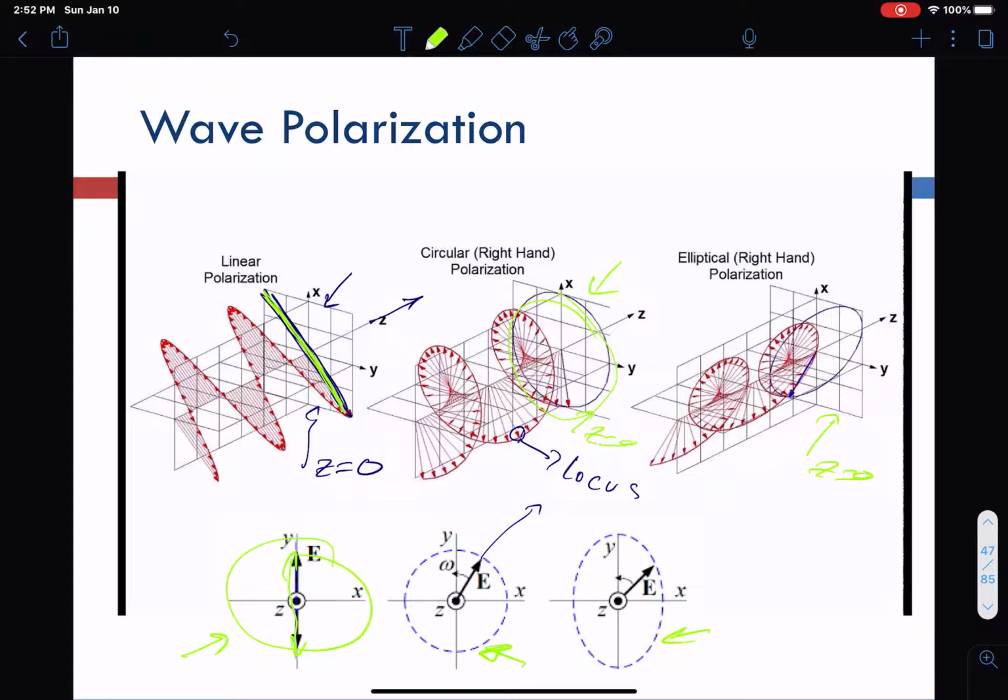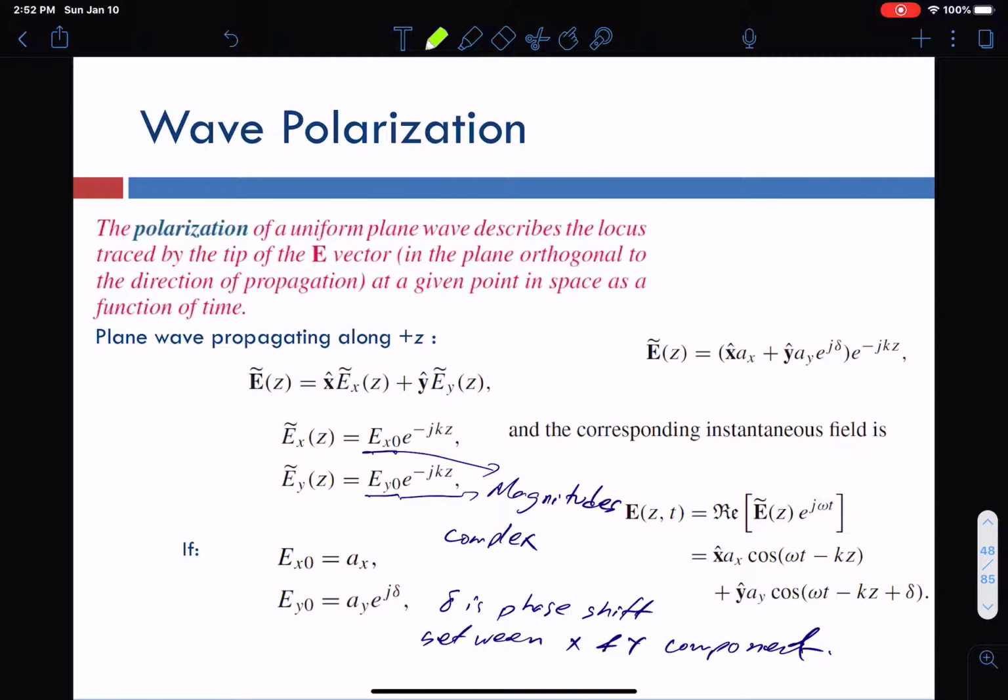So there are three propagation polarizations here: linear over here, circular over here, and elliptical over here. Today we're going to talk about linear and circular, and tomorrow we're going to talk about the elliptical one. So now let's get back and do only the electrical signal over here.